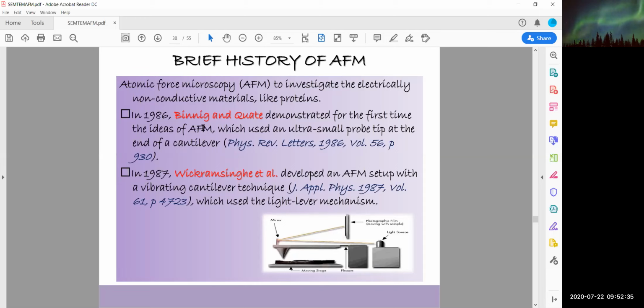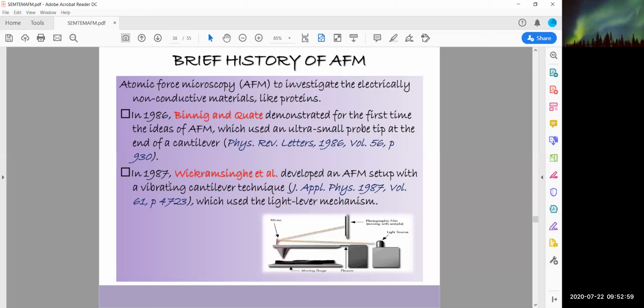In 1986, Binning and Quate demonstrated for the first time the ideas of AFM, which used an ultra small probe tip at the end of a cantilever. This one. This is the small probe tip at the end of a cantilever. This was published in Physical Review Letters in 1986.